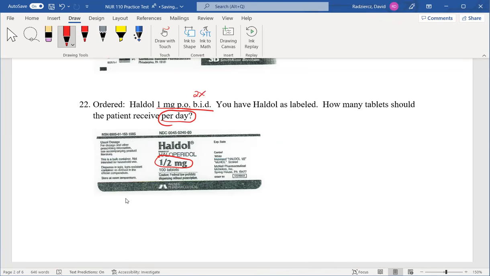So I'm going to take my 1 milligram order divided by my available, that's per tablet. That equals 2 tablets. And because I'm giving it twice a day, my per day is 4 tablets.